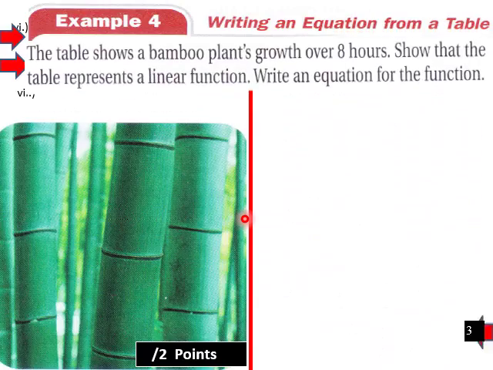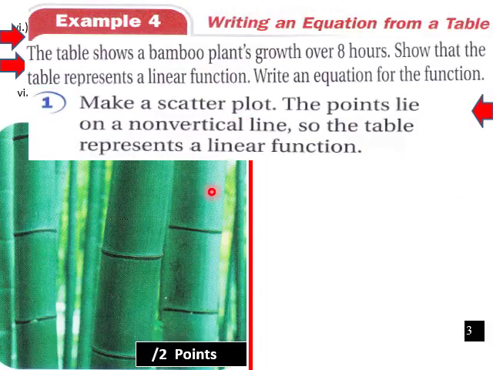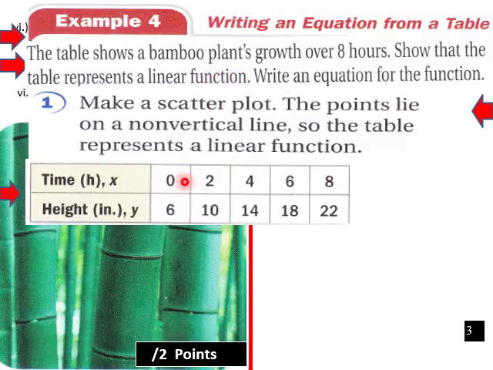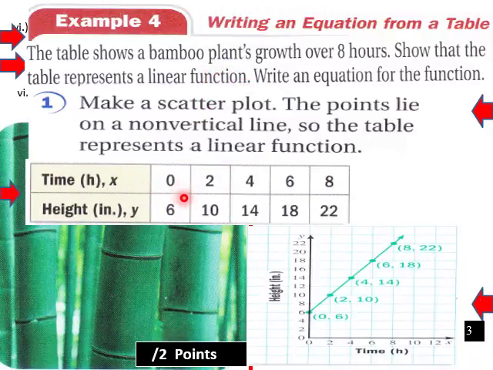Get on that. On to example 4, write an equation from the table of bamboo growth and then make a scatter plot. So here's our table of growth. Here is the scatter plot that represents this table. Our time is our x, our domain, and our range is our height.